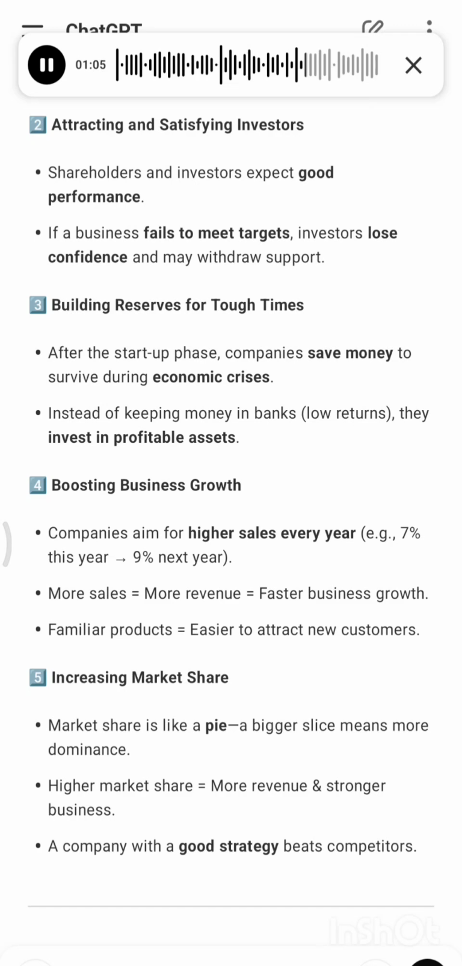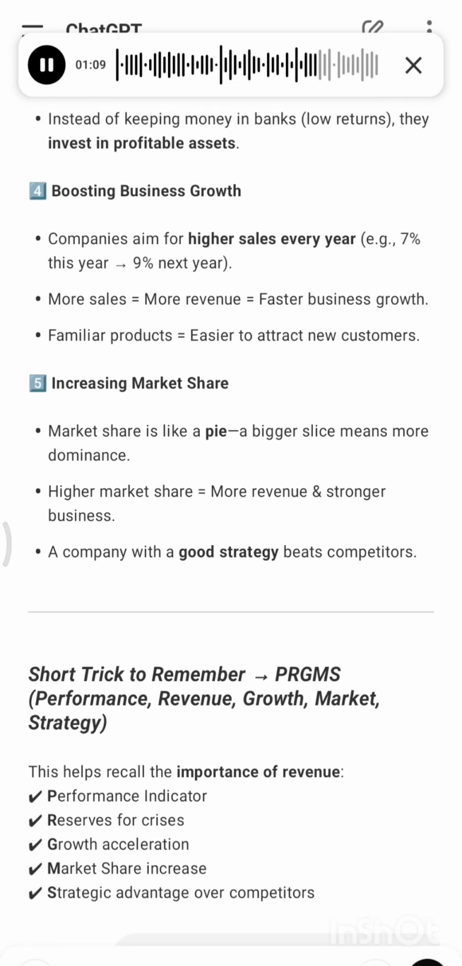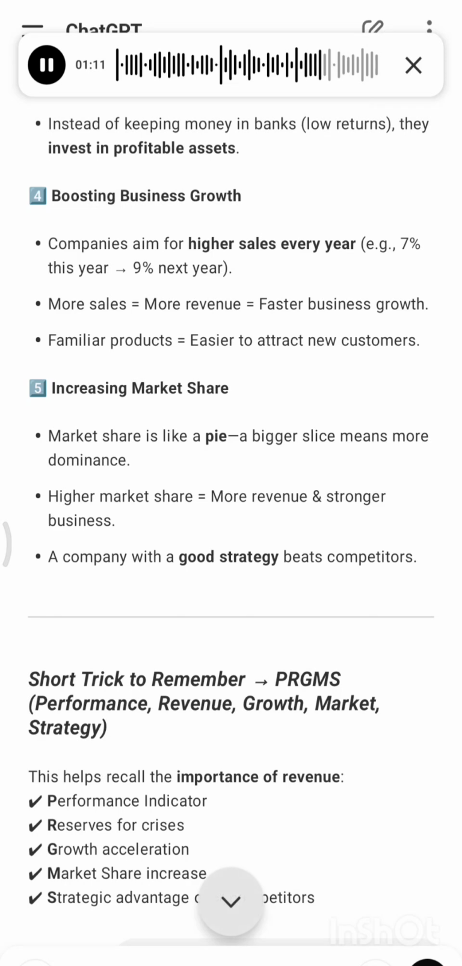5. Increasing market share. Market share is like a pie. A bigger slice means more dominance. Higher market share means more revenue and a stronger business. A company with a good strategy beats competitors. Short trick to remember: PRGMS, Performance, Revenue, Growth, Market Strategy. This helps recall the importance of revenue. P, Performance indicator. R, Reserves for crises. G, Growth acceleration. M, Market share increase. S, Strategic advantage over competitors.